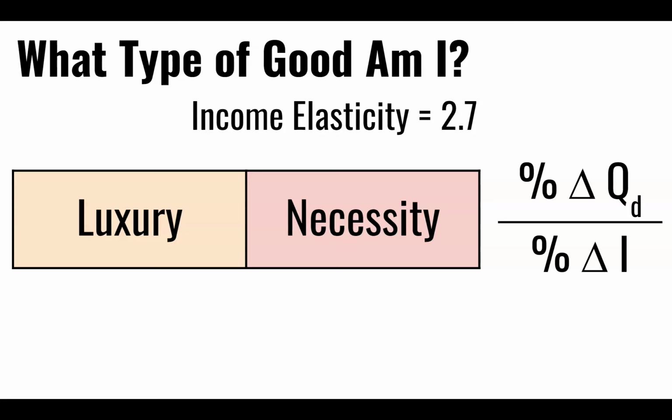Is it luxury or necessity? Well, my income is rising, let's say 1%, which leads to a change in quantity demanded of 2.7% in order to get that income elasticity number. So my quantity demanded is increasing by a greater percentage than my income. That indicates that I wasn't buying much before, but now that I've got some more money, I want to buy more and more and more of this good. So I wasn't buying it much before, but now I am, and that is an indicator of a good being a luxury.